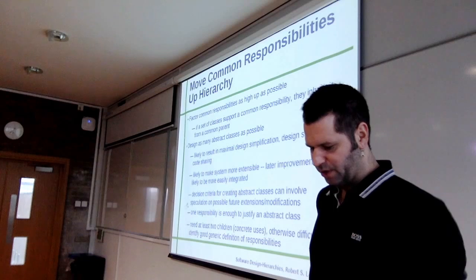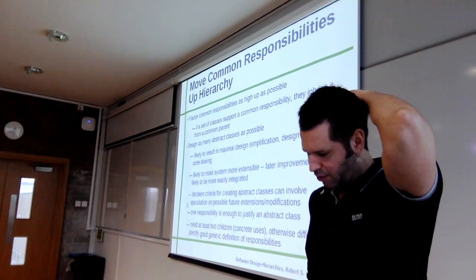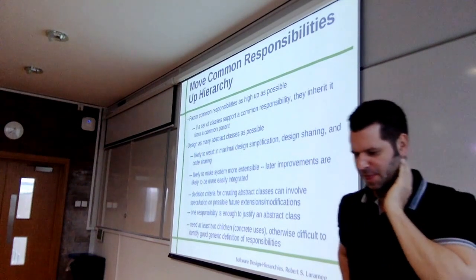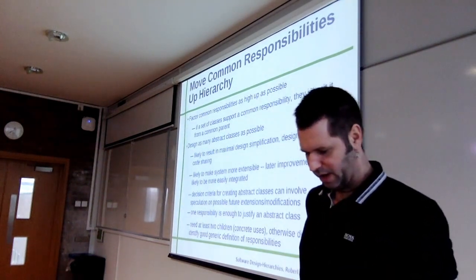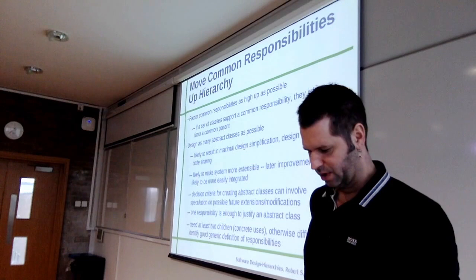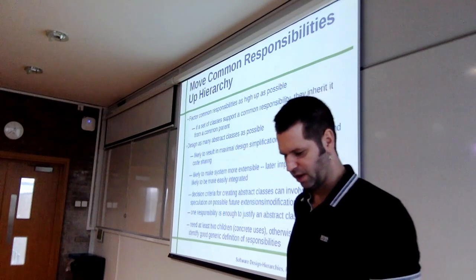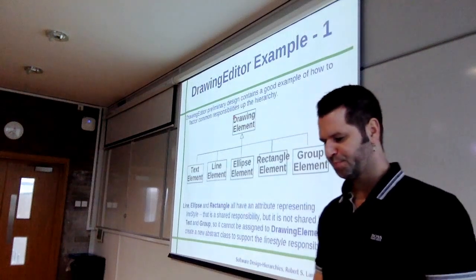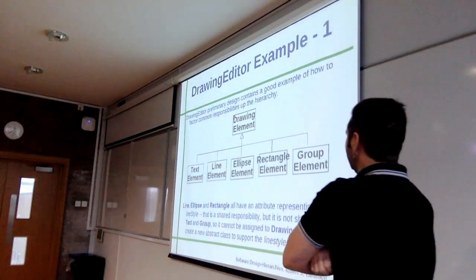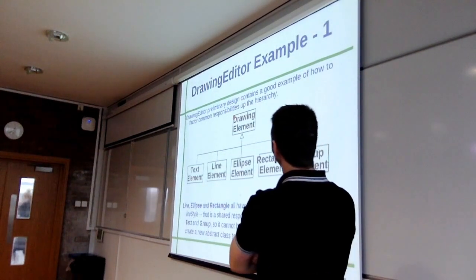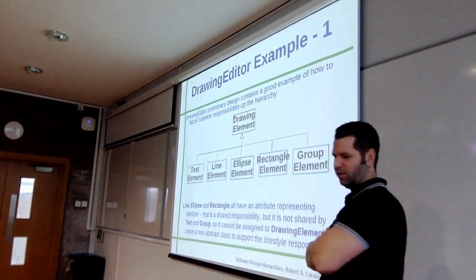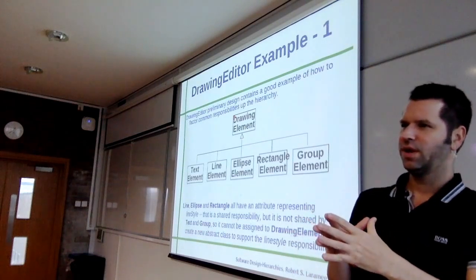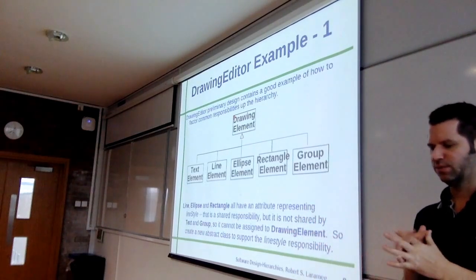And one responsibility is enough to justify an abstract class or a concrete class, by the way. And every parent class needs at least 2 children. Otherwise, it's difficult to identify good generic definitions of responsibilities. Here's another example from the drawing editor. We're always talking about the amazing drawing editor as our example. It's good to have one example that we keep talking about.